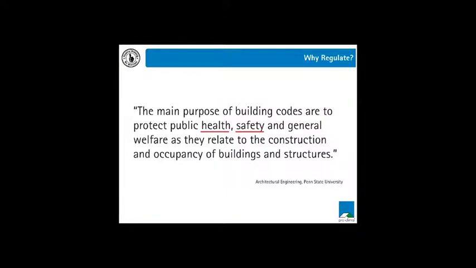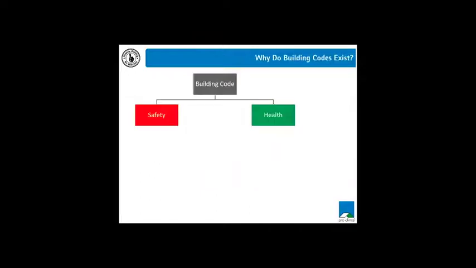So the first thing I want to draw your attention to is the question, why do we regulate? The main purpose of building codes is to protect public health, safety, and general welfare as they relate to the construction and occupancy of buildings and structures. I picked this definition because it calls out those two specific requirements of health and safety. So keeping that in mind, we regulate the health and safety of buildings. Under safety, we obviously have to make our buildings stand up. Structural is the most important thing we have to make our buildings do.